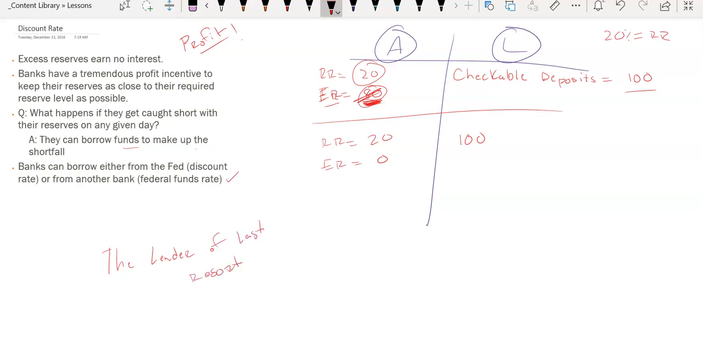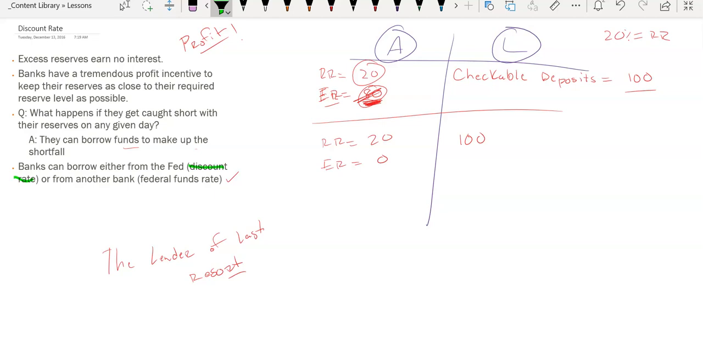So what the Fed will do is say, sure, I'll lend you that money with interest, right? And that interest rate is the discount rate. Now, how can they use this as a tool of monetary policy?